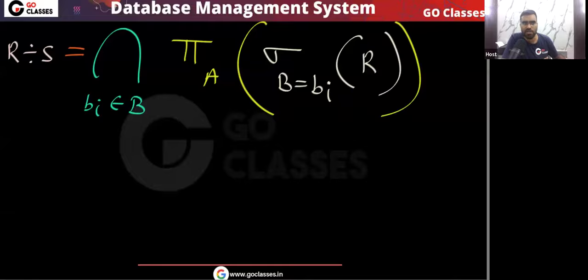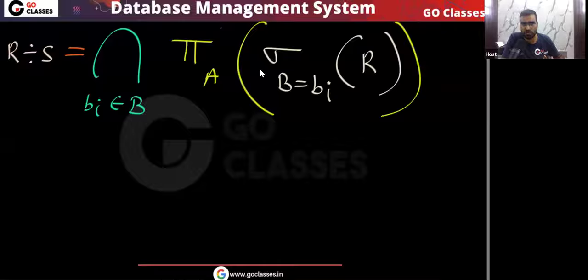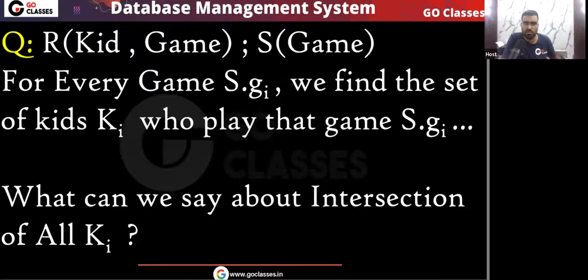That we can find the division with the help of intersection. Basically, we are doing the intersection of all A values which are pairing with each Bi value. So you can see, like this we can do. I hope you understood. For example, look at this: this is your kids, game table, and here you have s.game.